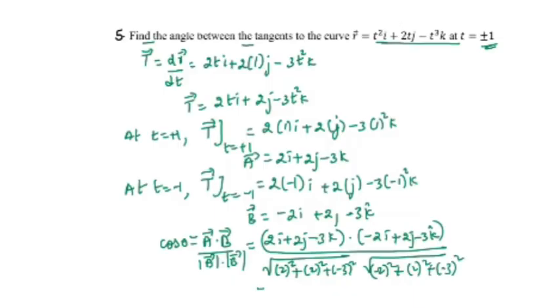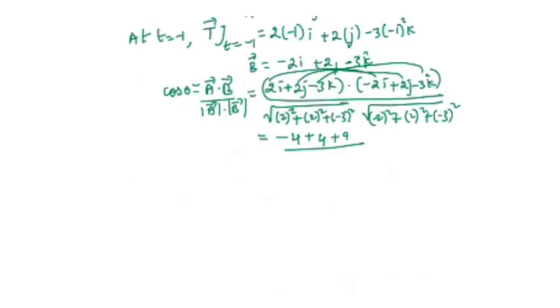Next, in the numerator you have to multiply. Plus into minus is minus, 2 into 2 is 4. Then 2 into 2 is again 4. Minus into minus is plus, 3 3s are 9. So now it is root of 2 square is 4 plus 2 square is 4 plus 3 square is 9, and again 2 square is 4, 2 square is 4, plus 3 square is 9. So plus and minus will get cancelled, so you get 9 divided by root of 4 plus 4 is 8, 8 plus 9 is 17. So it will be root 17.